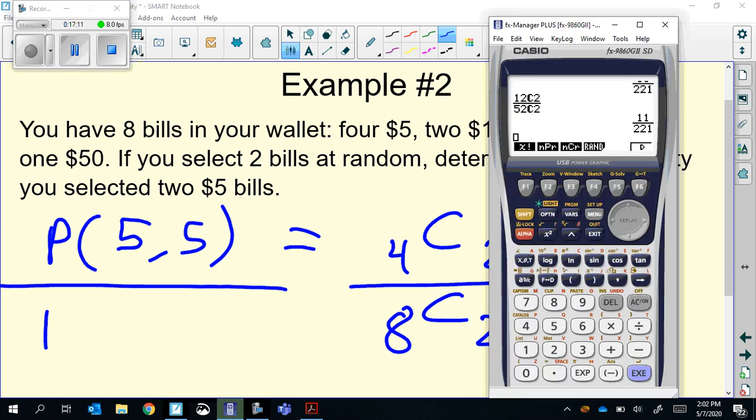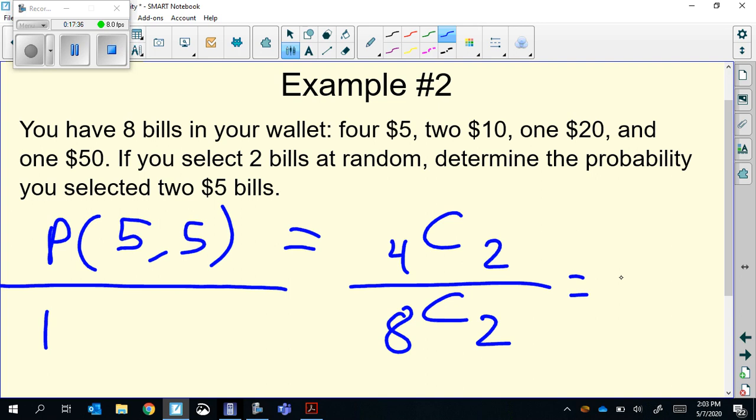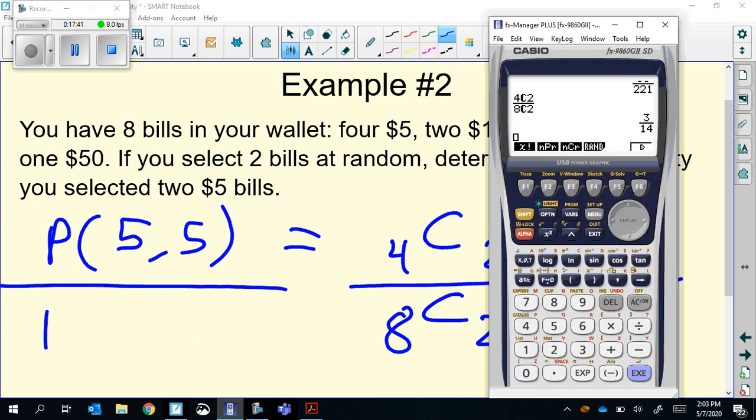So on our calculator, that's all we got to type in is 4C2 over 8C2. And that's 3 out of 14 chance. And if the decimal would make more sense to you, you just change it from fraction to decimal. So about 21.4%.